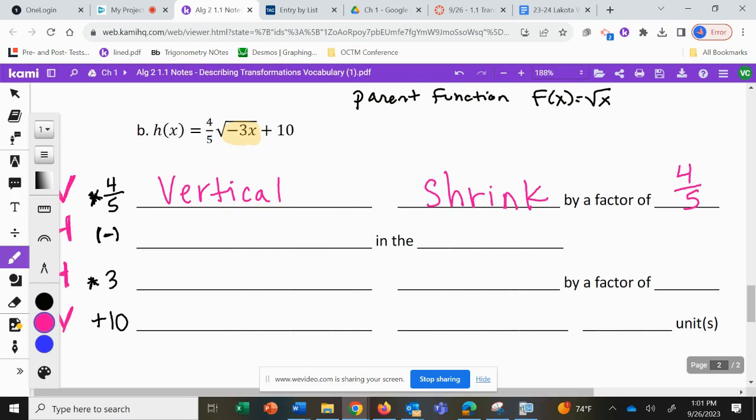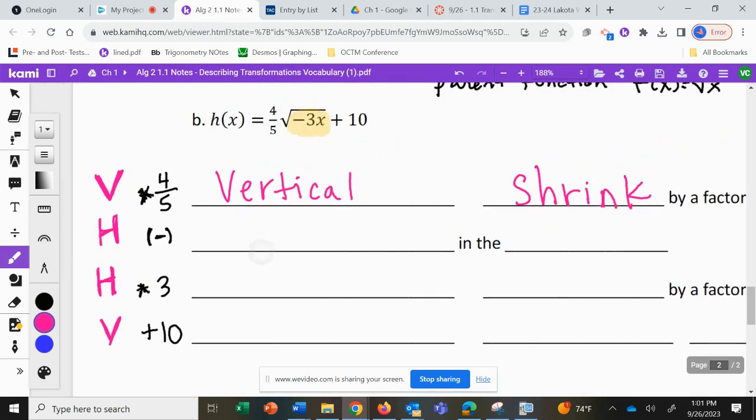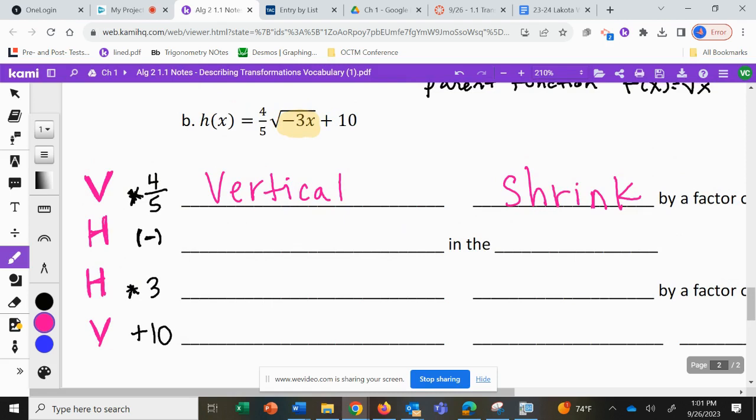All right, the next thing we have is a negative sign. Besides the fact that it's on the inside, the negative sign is always what word? Reflect. Always reflect. So then we have to decide which axis. So this is horizontal. So I take out my hand, and horizontally, I am reflecting that hand. And then I say, which axis is that reflecting? The y-axis.